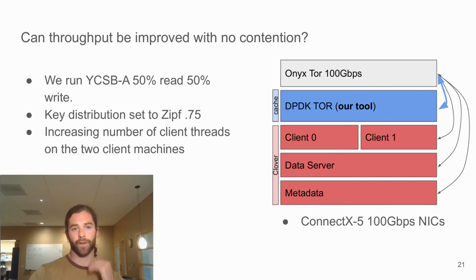And so again, the first question is, under write contention, what we saw before, so YCSB-A, 50% read, 50% write, what is our performance going to look like relative to the baseline? And in this case, we have 2 client machines, each of which has 32 cores.